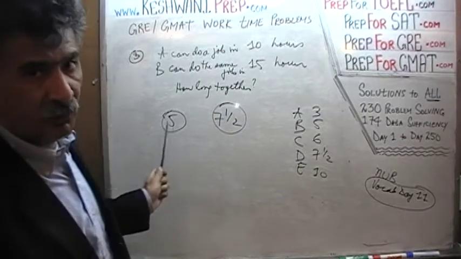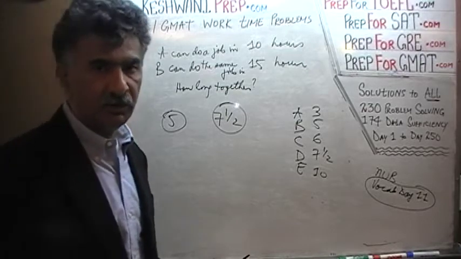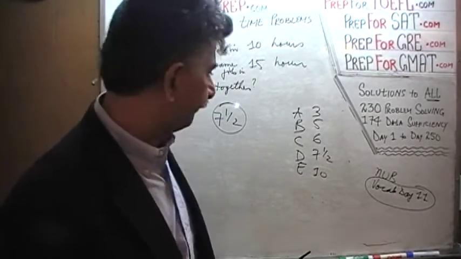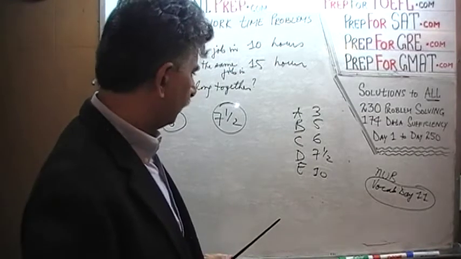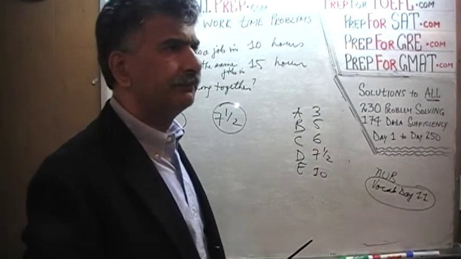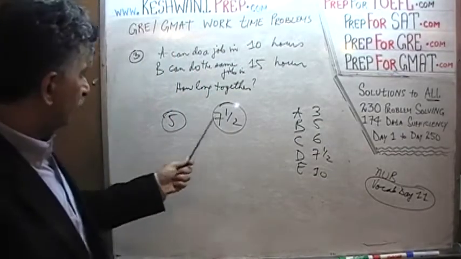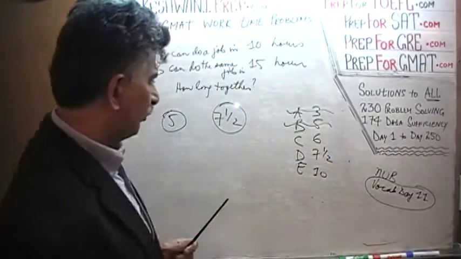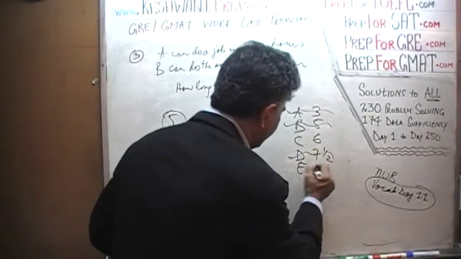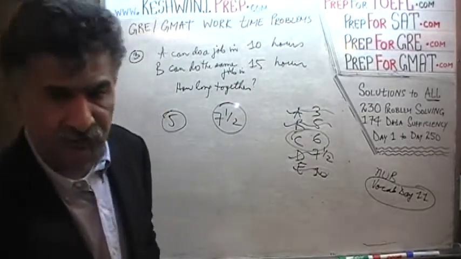Any answer choice that falls outside that range is balderdash, is hogwash. It's just too silly. It is insane, inane. Do you understand? It's just moronic. What's the word I'm looking for? It makes no sense. You understand? It's illogical. Anything that falls outside this range, it cannot be 3. It cannot be 5. 5 is the outermost limit. It cannot be 7.5. It cannot be 10. Voila, the answer is C. That's it. You're done. Now let's do the other way if you like.